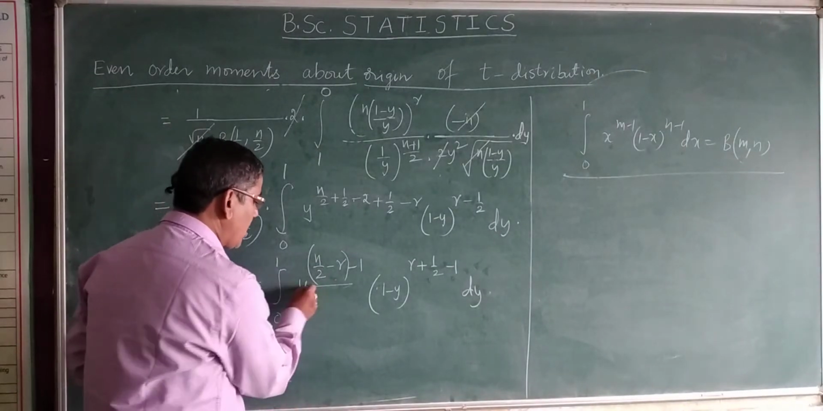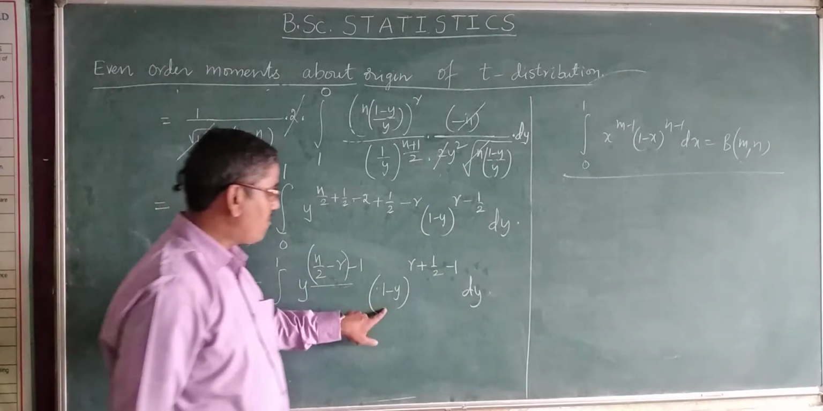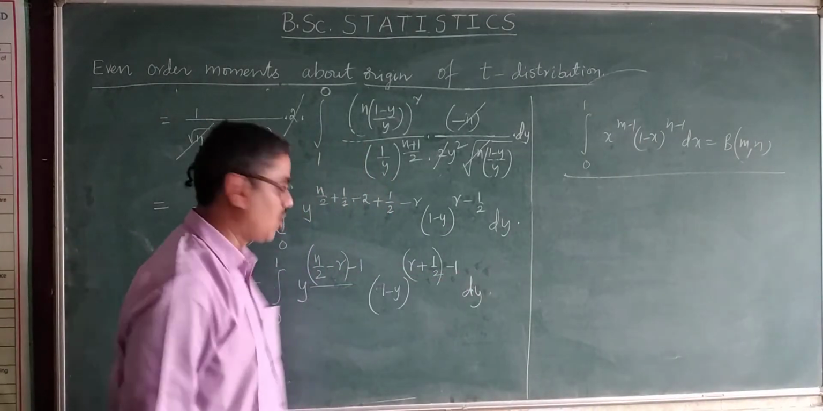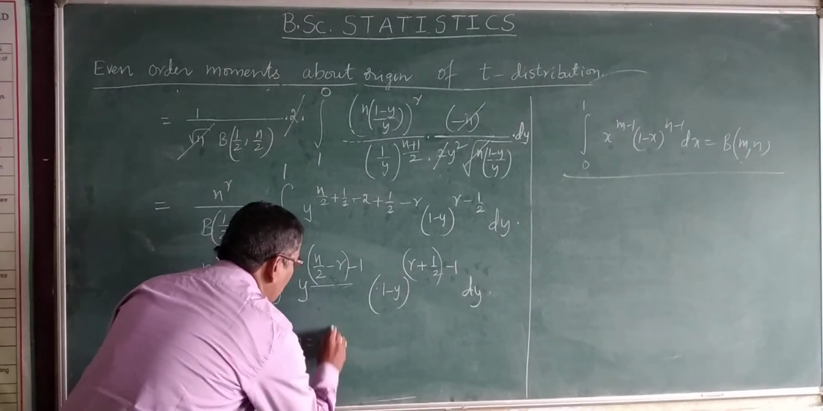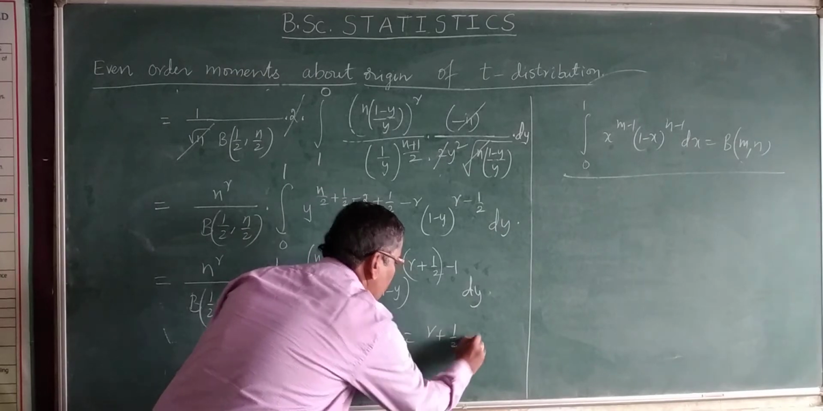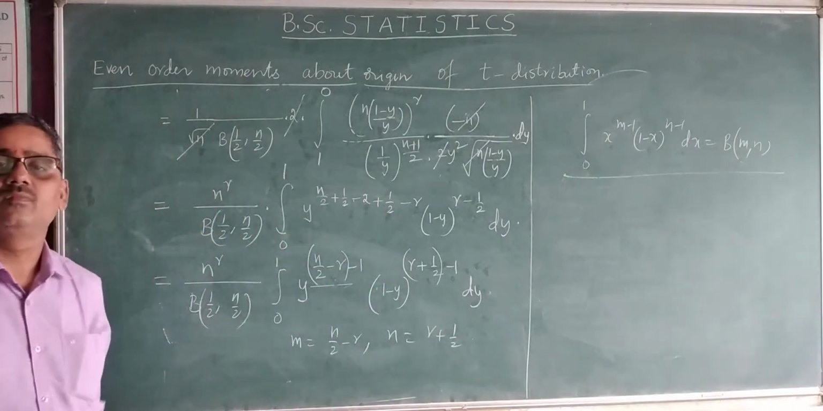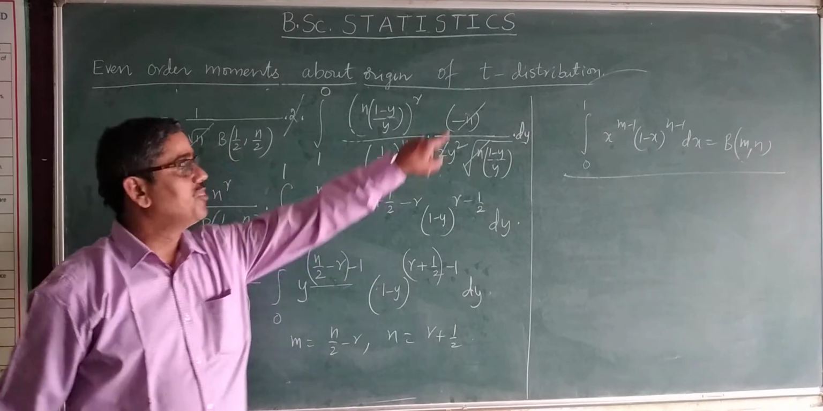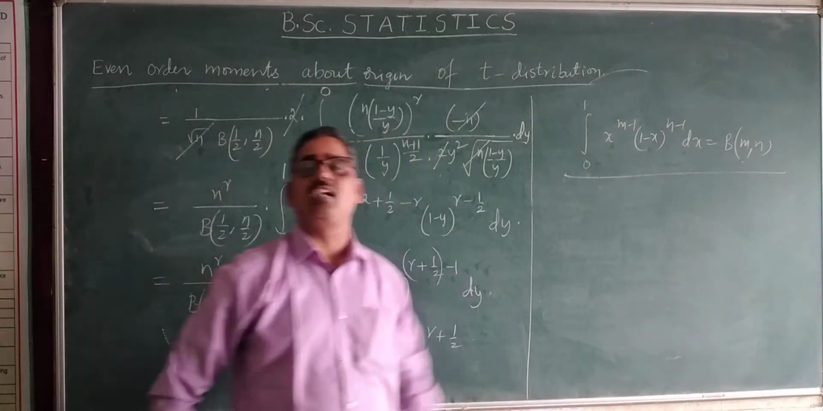M is n by 2 minus r, and the other factor is y to the power r plus 1 by 2 minus 1, (1 minus x) whole power n minus 1... So the parameters are m equal to n by 2 minus r, and n equal to r plus 1 by 2. Clear? So these are the parameters m and n in the beta integral of first kind that we should consider.